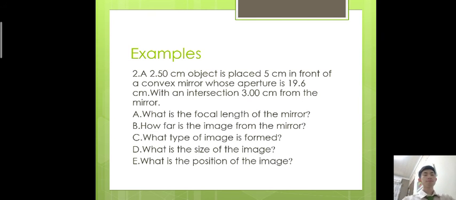Second example. A 2.50 centimeter object is placed 5 centimeter in front of a convex mirror, whose aperture is 19.6 centimeter, with an intersection 3.00 centimeter from the mirror. A, what is the focal length of the mirror? B, how far is the image from the mirror? C, what type of image is formed? D, what is the size of the image? E, what is the position of the image?